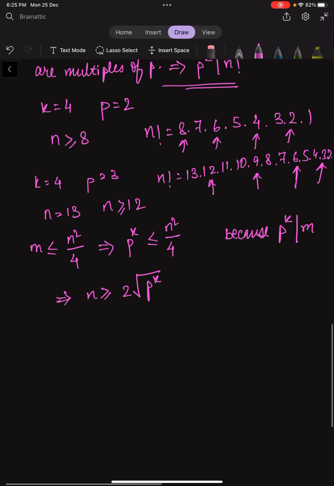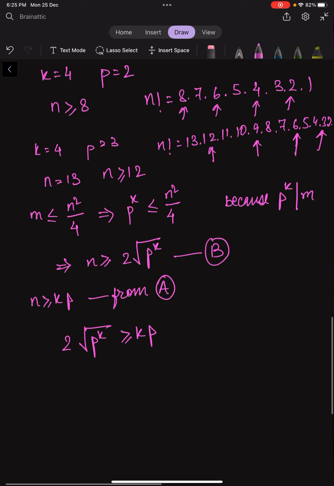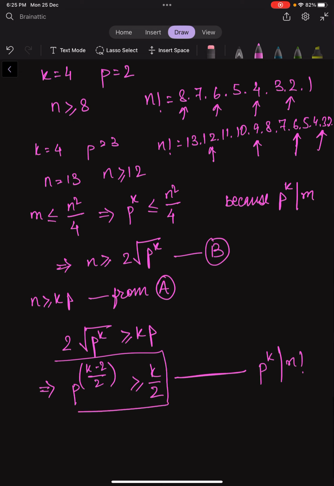So we already made an assumption that n is greater than or equal to kp. We got another one, equation B, from equation A. Now we can very well say that 2 under root p^k is greater than or equal to kp. This directly implies that p^((k-2)/2) is greater than or equal to k/2. So if we are able to prove this condition, then we can very well say that p^k divides n factorial, if we are able to prove this inequality.